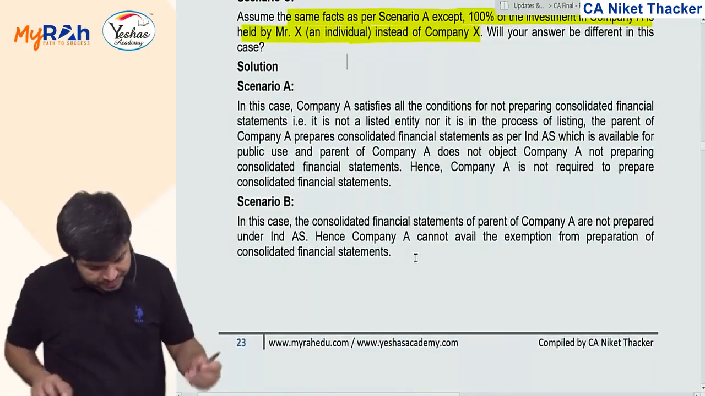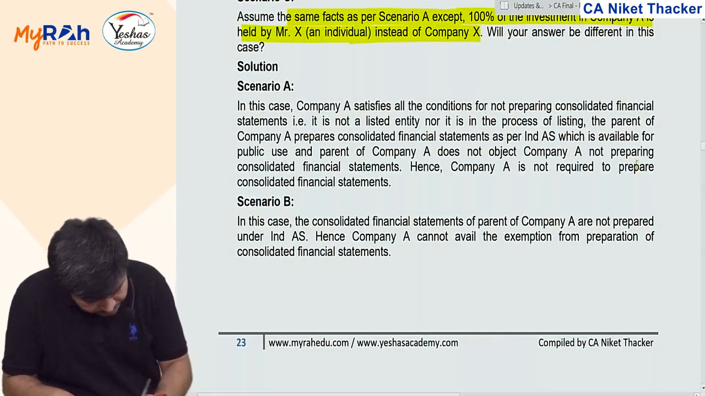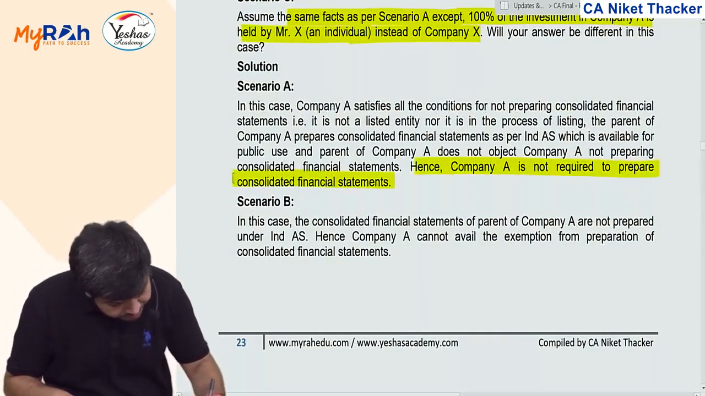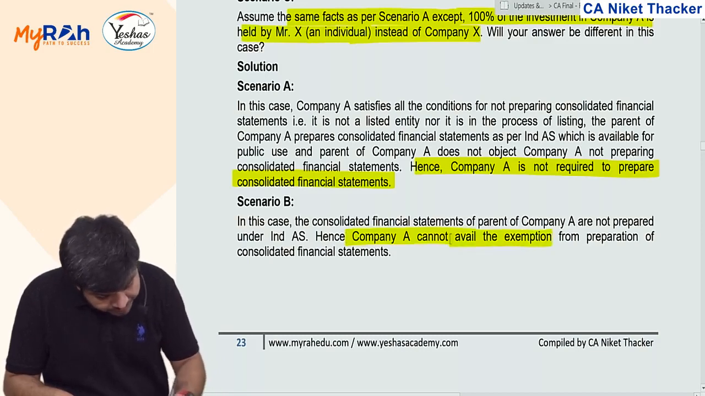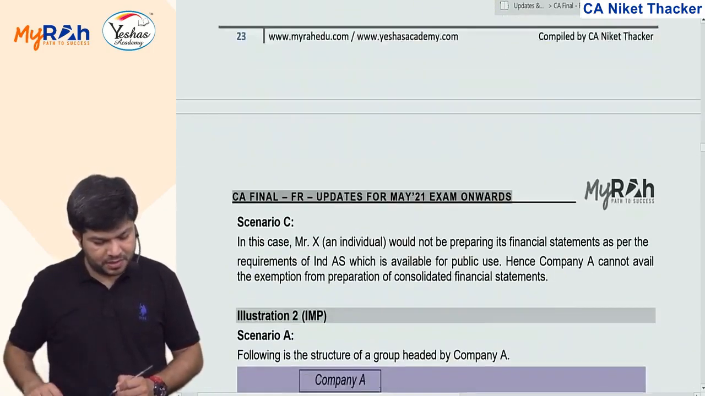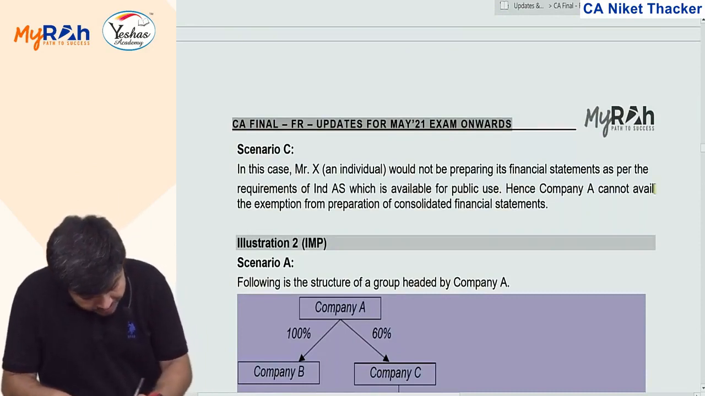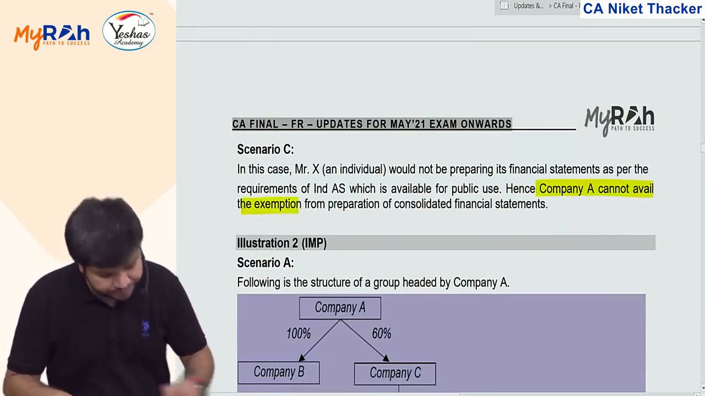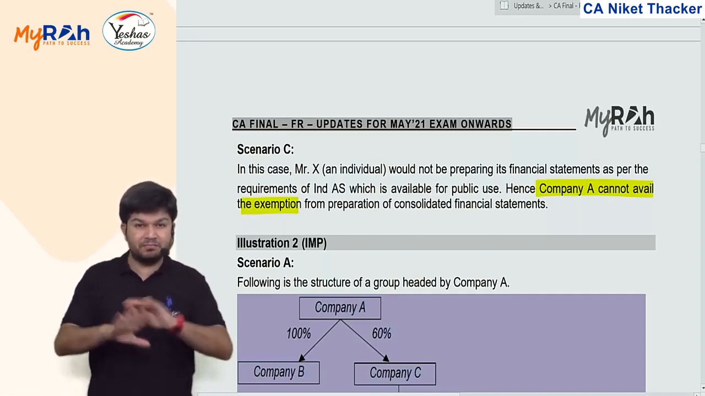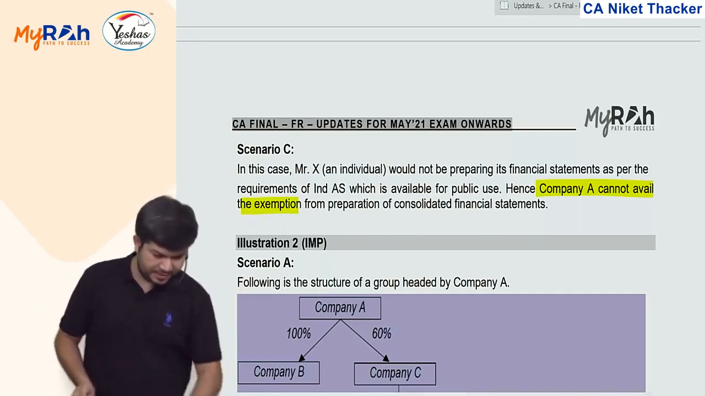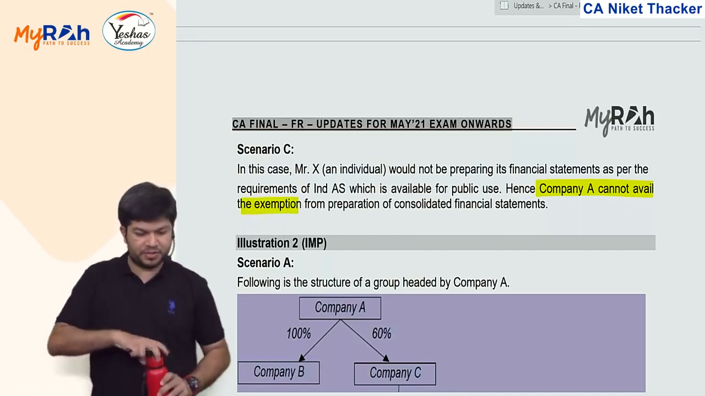In the first case, you are not required to prepare CFS. In the second case, you cannot avail the exemption. And in the third case also, you cannot avail the exemption. So scenario A, exemption available. B and C, not available. Okay, going to the next question.